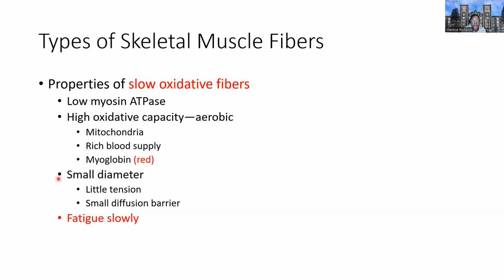And if we look at their diameter, they're smaller typically, and they have less tension or force production, and then a small diffusion barrier. So there's a smaller surface area for oxygen to diffuse. Alternatively, they're going to fatigue slowly. All right, so they're not going to fatigue as quickly as our glycolytic fibers, just simply because they don't have lactic acid being built up.